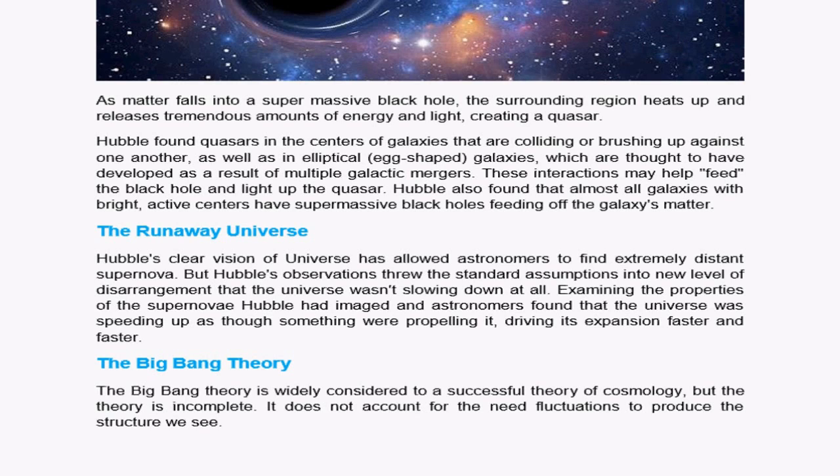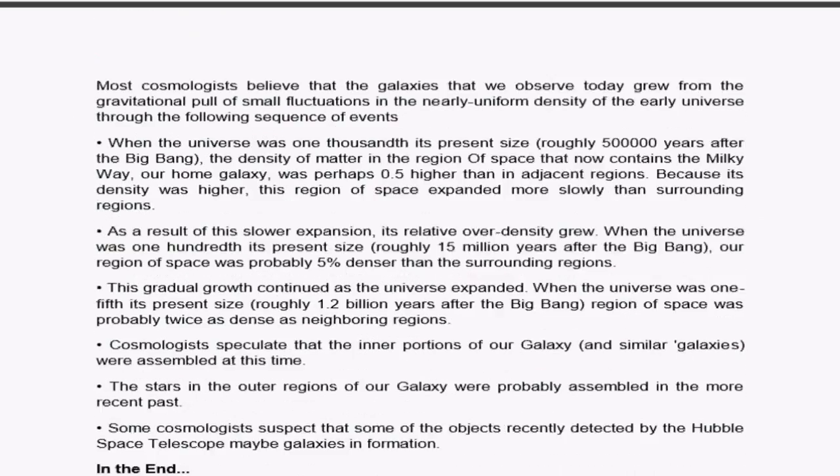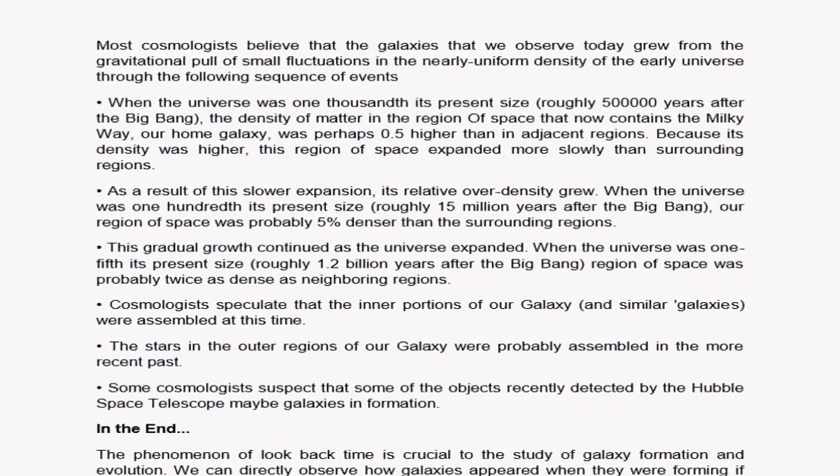The Big Bang theory is widely considered to be a successful theory of cosmology, but the theory is incomplete. It does not account for the fluctuations needed to produce the structure we see. Most cosmologists believe that the galaxies that we observe today grew from the gravitational pull of some fluctuation in the near uniform density of the early universe through the following sequence of events.